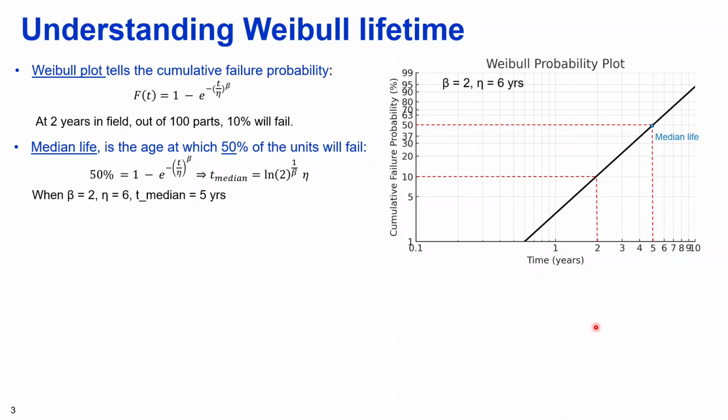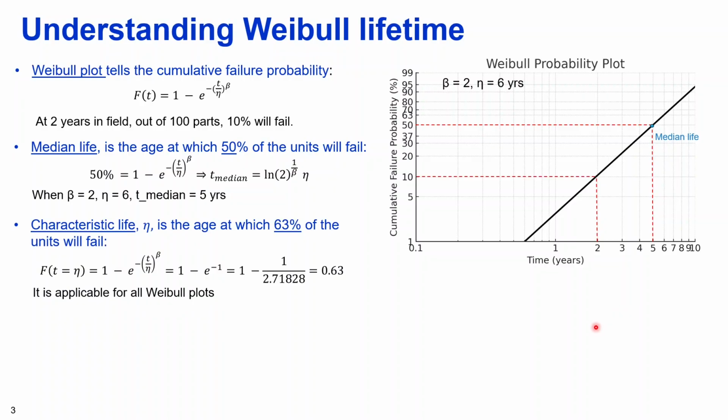Another concept is the characteristic life, or the Weibull scale parameter eta. It is when 63% of the population will fail, and it is true for all the Weibull plots. Why is that? That is because when t equals to eta, the F(t) is calculated to be a constant of 0.63. And in the plot, we see that when failure probability equals to 63%, time at x-axis is 6 years. And that is the same as our Weibull eta.